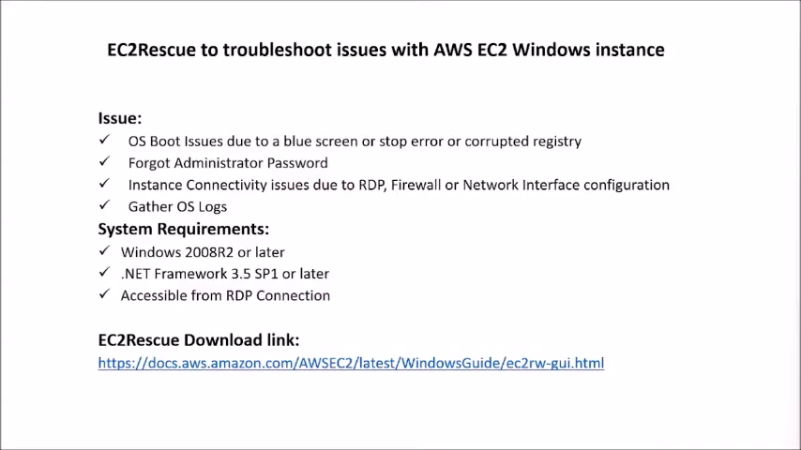I'm going to show you a demo of how we can use the EC2Rescue tool and perform all these exercises. To use the EC2Rescue tool, we need one working server with Windows 2008 R2 or a later operating system, and it should have .NET Framework 3.5 SP1 or later, and the server should be accessible from an RDP connection. For your convenience, I have pasted the link to download EC2Rescue, or you can Google it to download. Let's log into the AWS console.